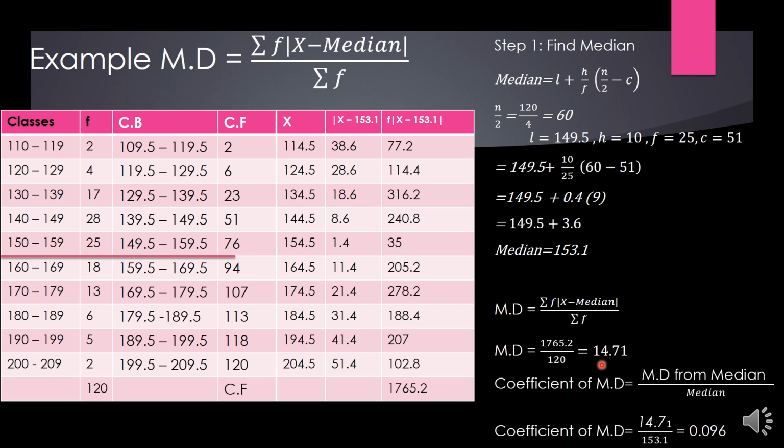After that you need to find the coefficient of mean deviation. The coefficient of mean deviation formula is mean deviation from median divided by median. Again, just put in both values: 14.71 is the mean deviation from median, divided by the median, which is 153.1. Put these two values and find the coefficient of mean deviation from median.